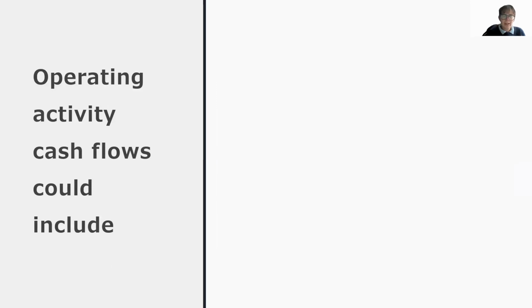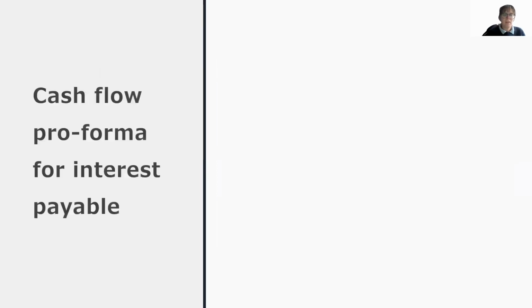So, operating activity cash flows could include the following: interest paid and income tax paid. If you're asked to calculate interest payable for the cash flow, you need to be aware of how to do that. So, if we think about it, interest payable in itself is a debit account. It is an expense.